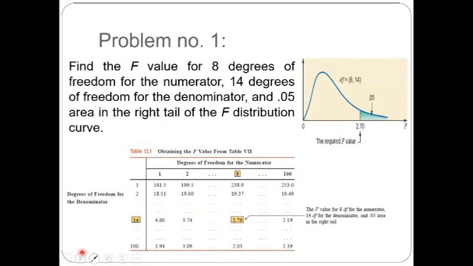Ayan. So ito yung example natin. So sabi natin for the first problem or the problem number 1, find the F value for 8 degrees of freedom for the numerator, and 14 degrees of freedom for the denominator. And yung given natin is 0.05 area in the right tail of the F distribution. So ang assumption natin, we have na, ito yung 8, diba?